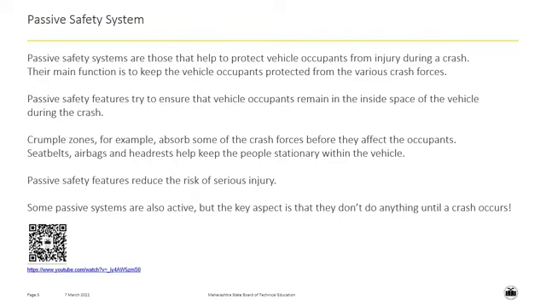Let us see what is passive safety system. Passive safety systems are those that help to protect vehicle occupants from injury during a crash. Their main function is to keep the vehicle occupants protected from the various crash forces. Passive safety features try to ensure that vehicle occupants remain in the inside space of the vehicle during the crash. Crumple zones, for example, absorb some of the crash forces before they affect the occupants. Seat belts, airbags, and headrests help keep the people stationary within the vehicle. Passive safety features reduce the risk of serious injury. Some passive systems are also active, but the key aspect is that they don't do anything until a crash occurs.